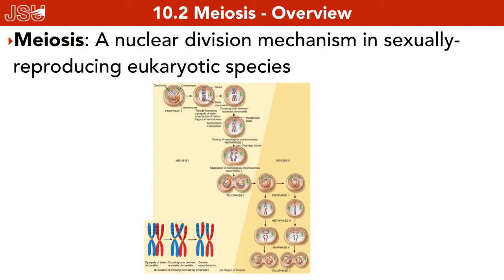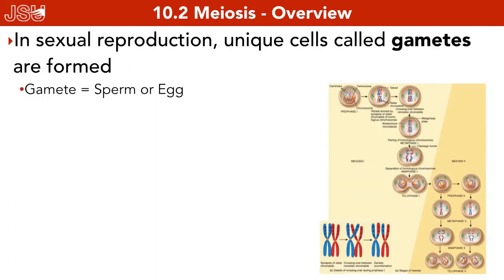Now, I know this is the textbook definition, and we're going to hopefully get a more conceptual idea of what it is going forward. Okay? Because right now that's boilerplate. All right. So in sexual reproduction, we're going to make gametes. So a sperm cell or an egg cell is correctly referred to as a gamete.